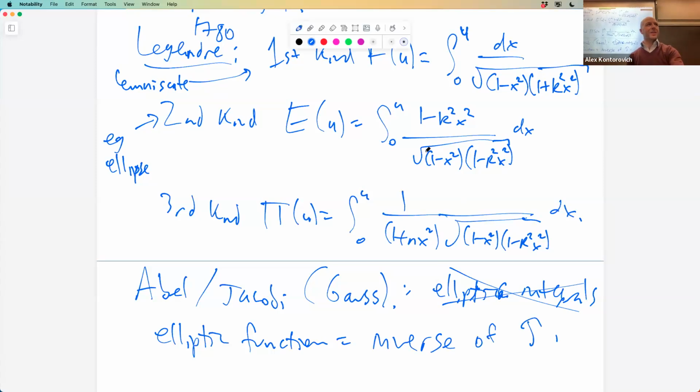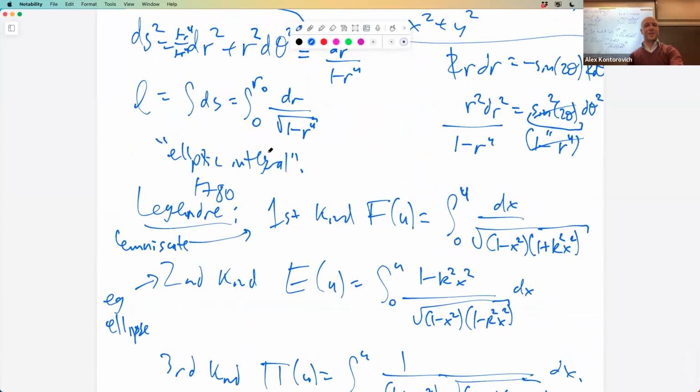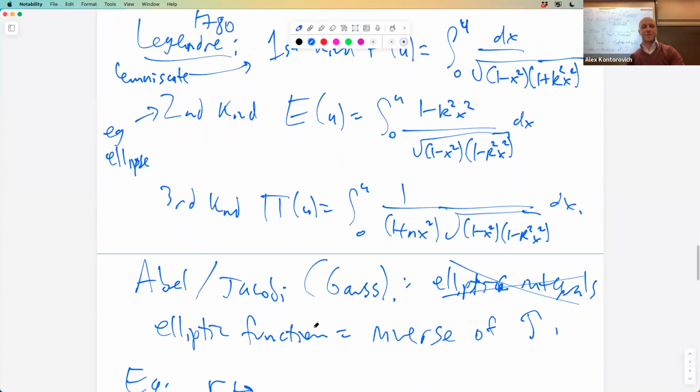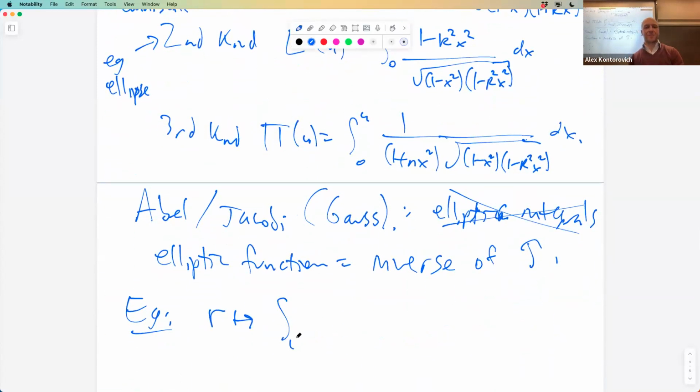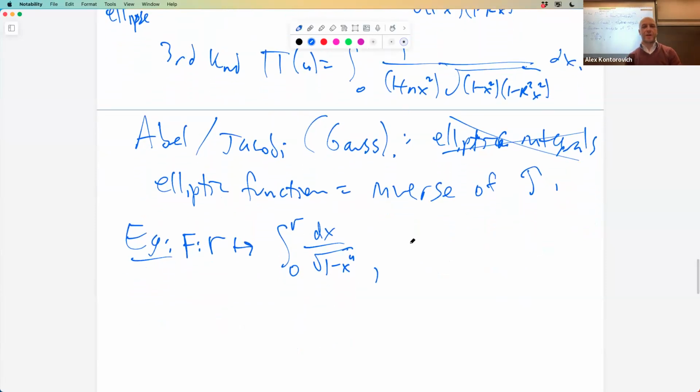Okay, so let's think about why that even exists. Let's think about this function, for example. The map R gets sent to the integral, I should call it a dummy variable, the integral from 0 to R of dx over square root of 1 minus x to the 4. Okay, should we give this function a name? Well, it already has a name, capital F. Fine, so this is capital F. It's a special case of capital F. So what is the derivative of capital F?